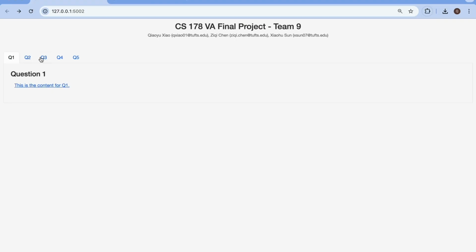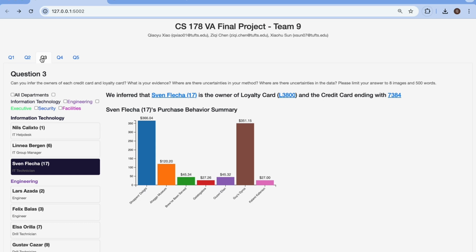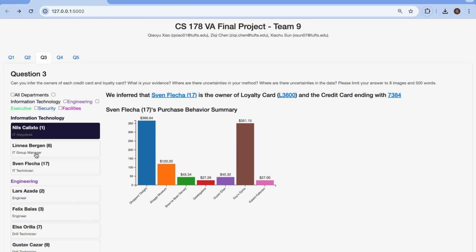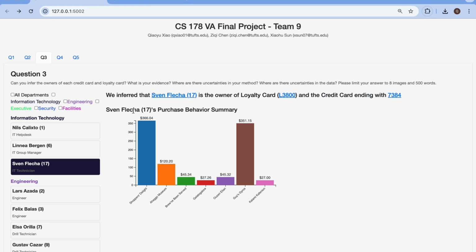Yep. So for this dashboard, here's the dashboard we built after completing question 3. We inferred the credit card and loyalty card ownership for 35 users, and this tour data explorer works interactively. On the left, I can filter by department or select individuals. For example, let's select Sven Thatcher. I think there's some rendering issue here, but let's see, we select this person right here.